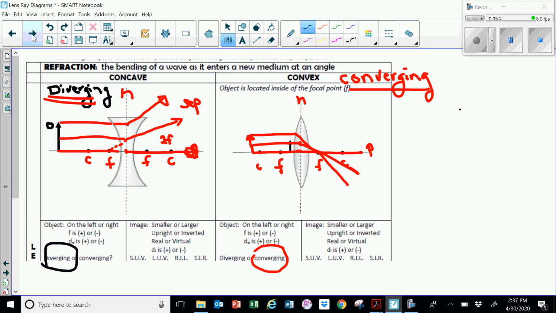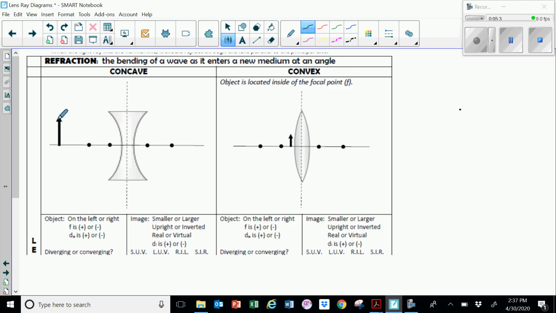Okay, so this is the same two slides again, except I've taken off that material. Again, this is C, this is F. I'm going to start with the concave lens. This is a diverging lens. It has two focal points and two centers of curvature. Now, this is a diverging lens, so the focal point of this lens is on the left side of the lens. For this lens, the focal point is going to be negative.